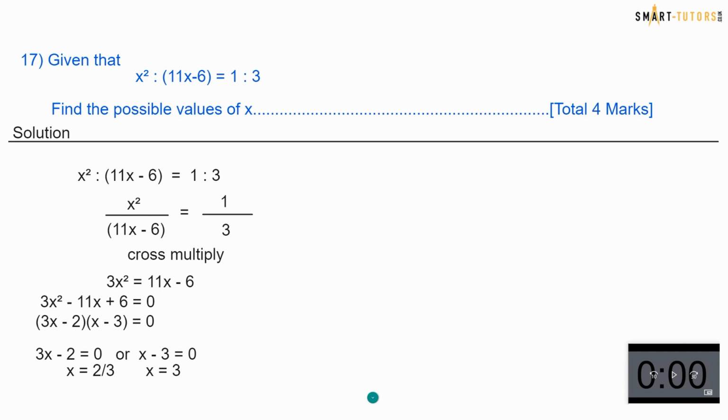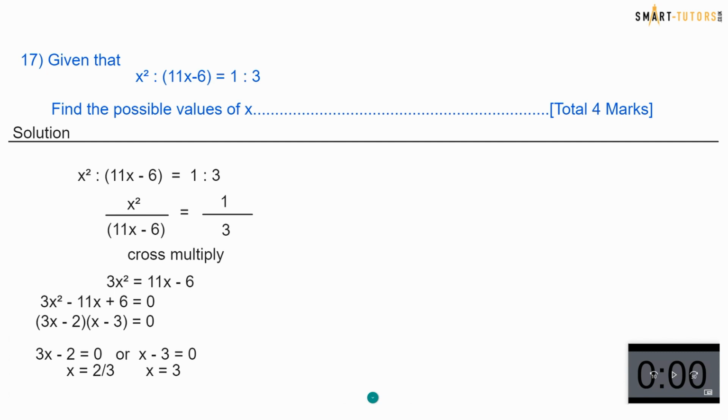How to do this one is a ratio question. X squared is to 11x minus 6 means x squared over 11x minus 6 equals 1 over 3. Right? So if we do the cross multiplication, 3 times x squared is 3x squared, and 11x minus 6 times 1 is 11x minus 6. Then bring everything to one side, that is 3x squared minus 11x plus 6.